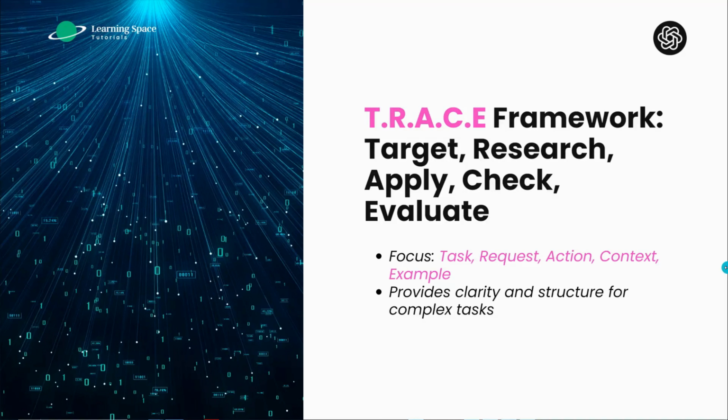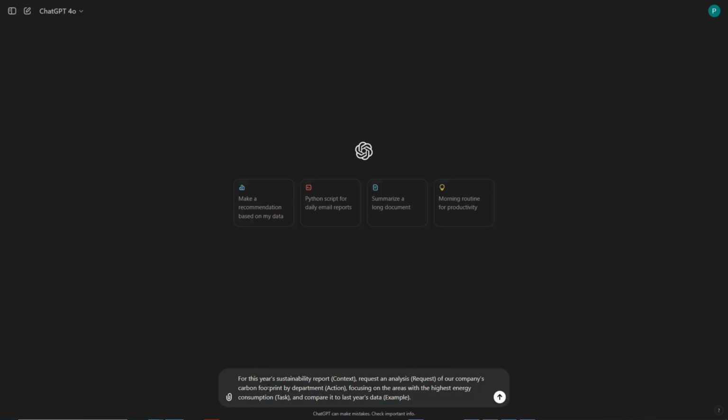Next, we have the TRACE framework. Now, the TRACE framework ensures precision by focusing on task, request, action, context, and example. So let's look at a scenario where you are a sustainability officer tasked with reducing your company's carbon footprint. Very interesting. Now let's look at a prompt and break it down. So this is the prompt.